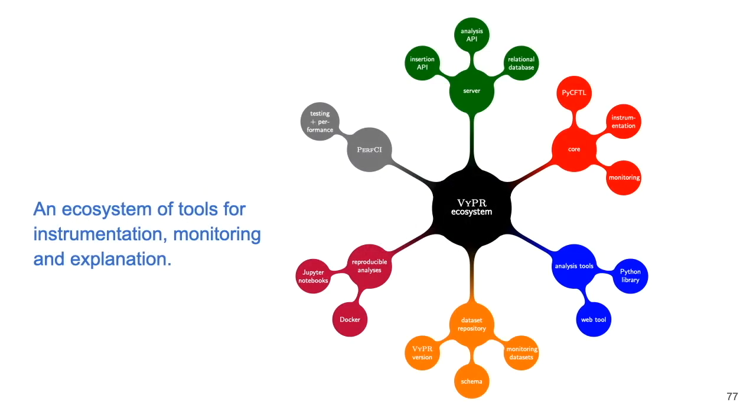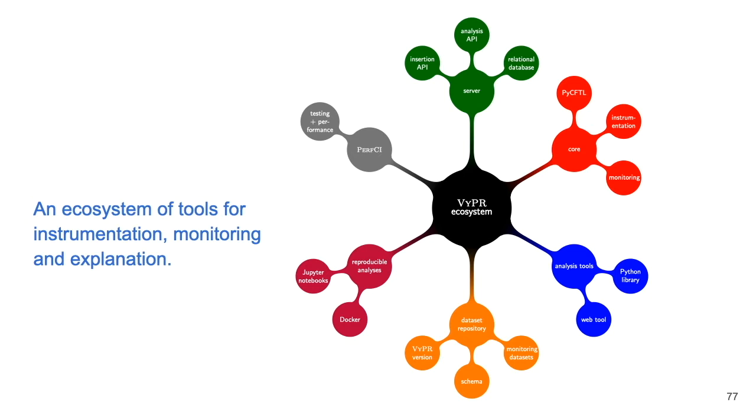To provide an interface between our underlying theory and the software engineers who will use it, we've developed an ecosystem of tools for instrumentation, monitoring, and explanation. For example, we have the VyPR core, which is highlighted in red, and this consists of the specification library, the instrumentation process, and the online monitoring. We also have the server, which consists of an insertion API, an analysis API, and a relational database to store all of the data obtained during monitoring.